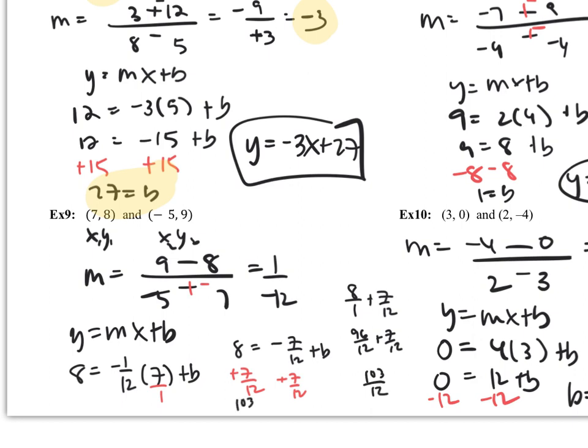So 103/12 equals b. That's not to say that this can't happen, but it's just very unlikely that we would have done this on the first set of notes. But in this particular case, even with the mess up, it would be y equals negative 1/12 x plus 103/12. That would be my final answer.